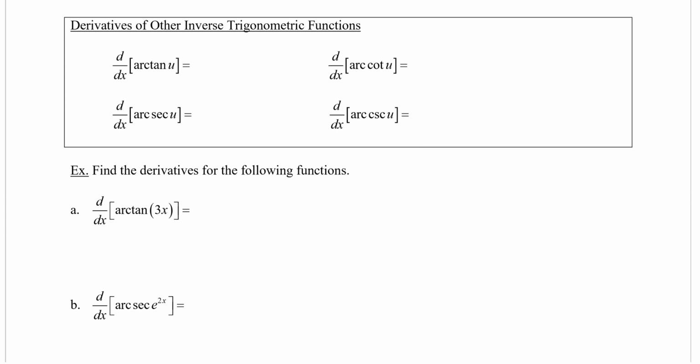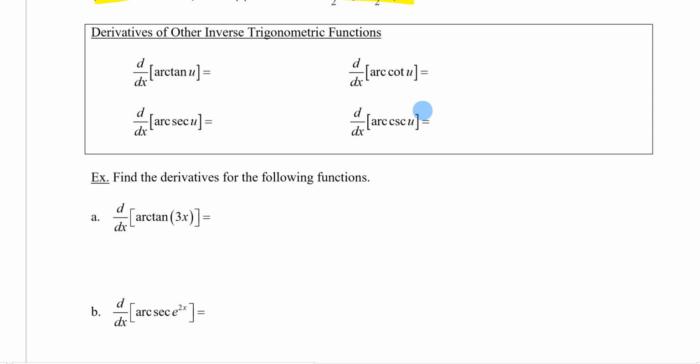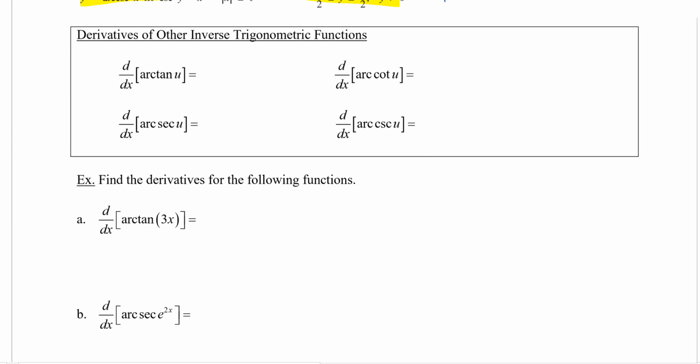So the arctangent is 1 over 1 plus u squared times u prime. The arccotangent, again, if you saw my last video, you'd expect that this be a negative. And since cotangent and tangent are reciprocals of each other, the derivatives of the inverses are just their negative counterparts.